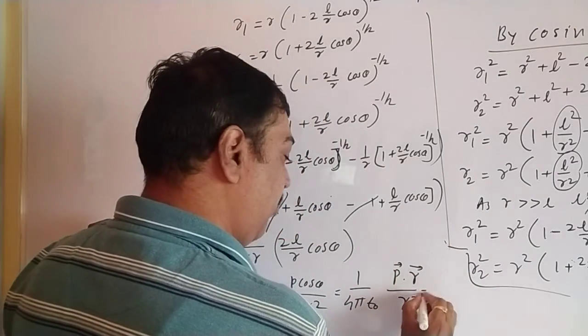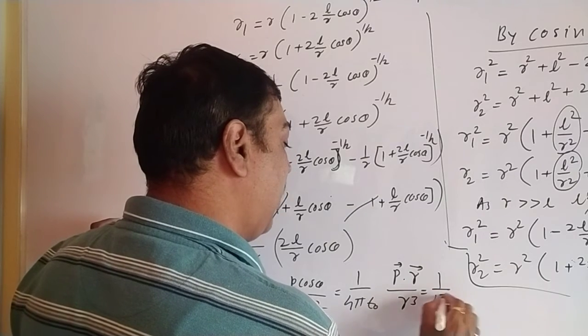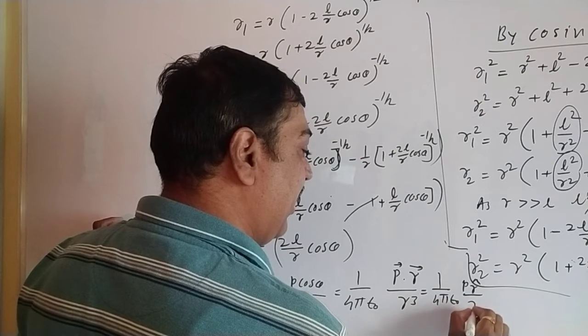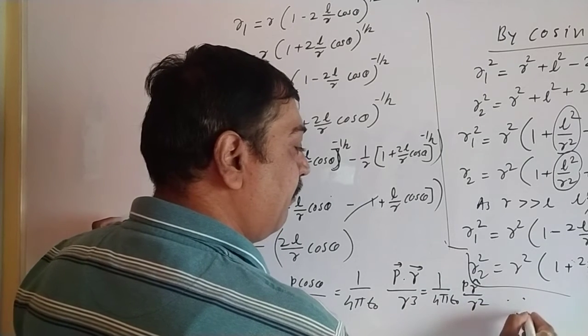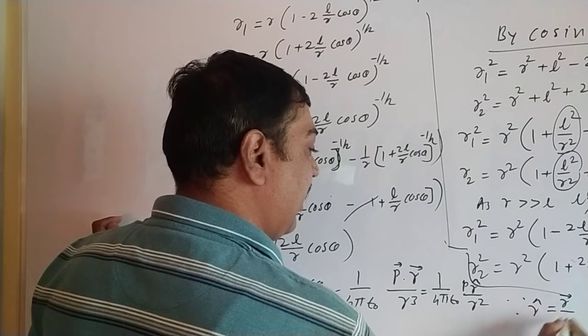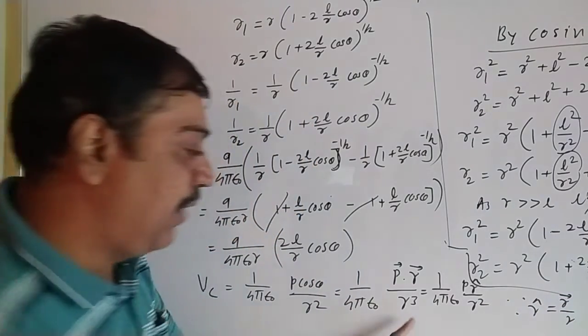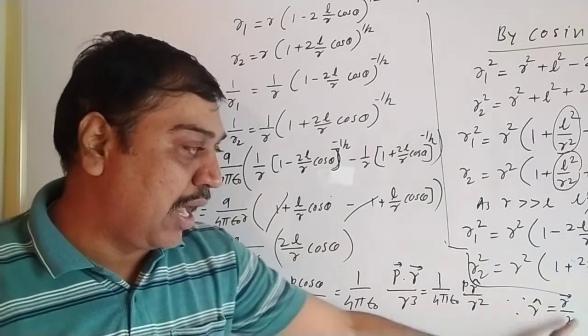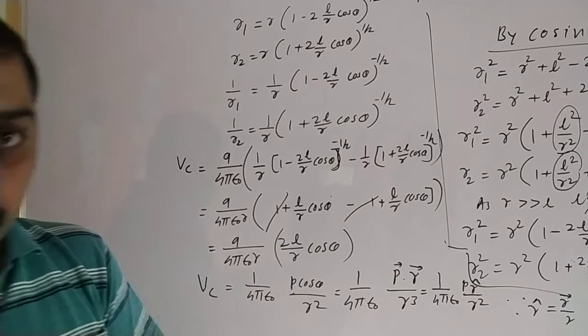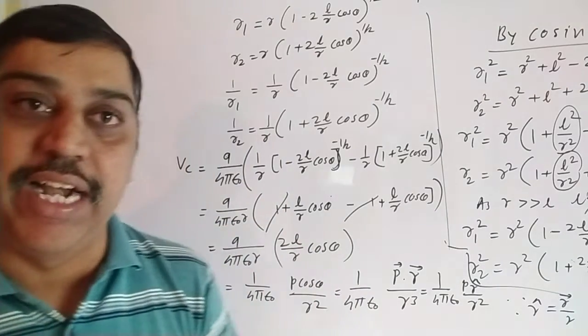So what have they written in your book? 1 divided by 4 pi epsilon 0, P dot R cap divided by R square, where R cap equals vector R divided by R. So again we have removed one R, and in the numerator R comes in terms of R cap. So this is the equation which will give the electric potential at point C.